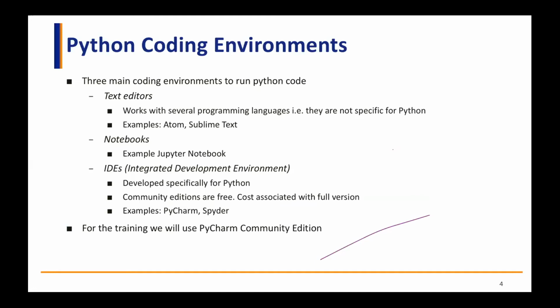Sublime Text is available, Atom is available. You can use one of these if you want to use text editors, but we'll not be using this one. The others are notebooks. The example is Jupyter.